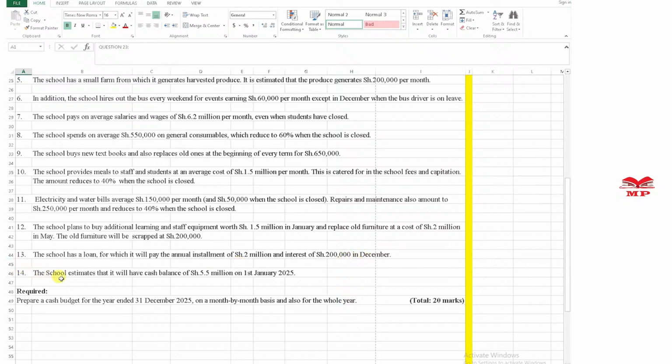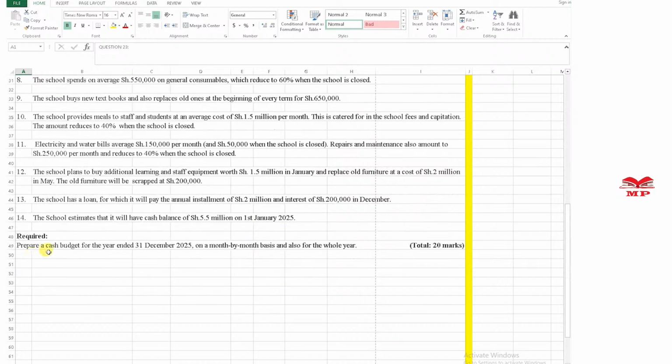Number 14, the school estimates that it will have a cash balance of 5.5 million on 1st January 2025. Required: prepare a cash budget for the year ended 31st December 2025 on a month-by-month basis and also for the whole year.